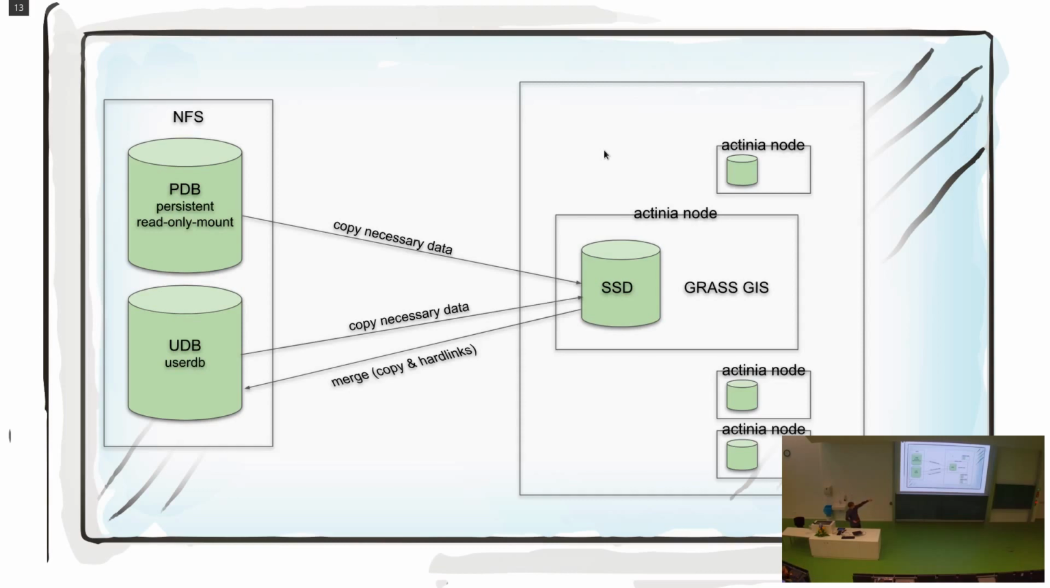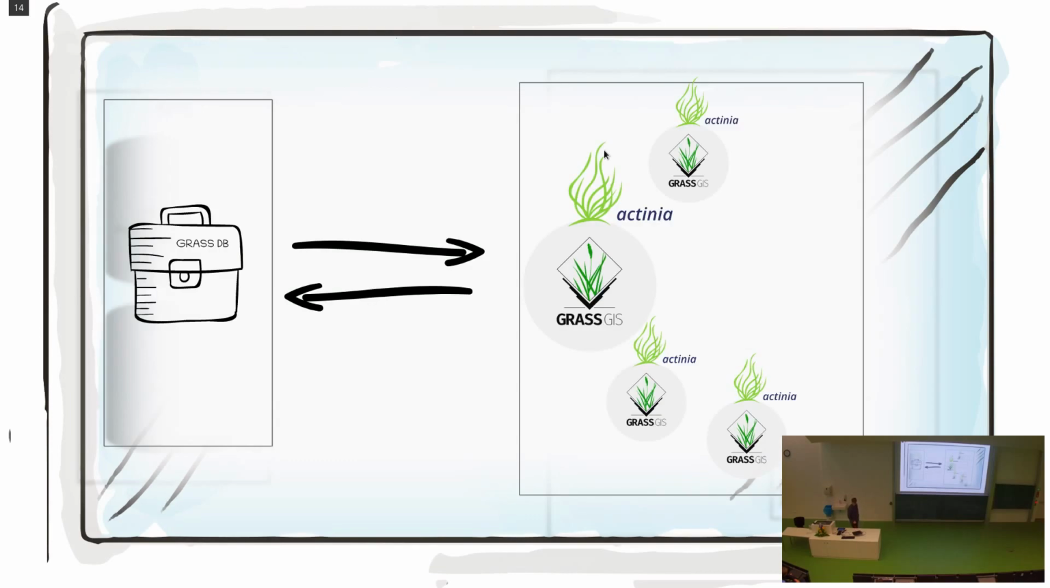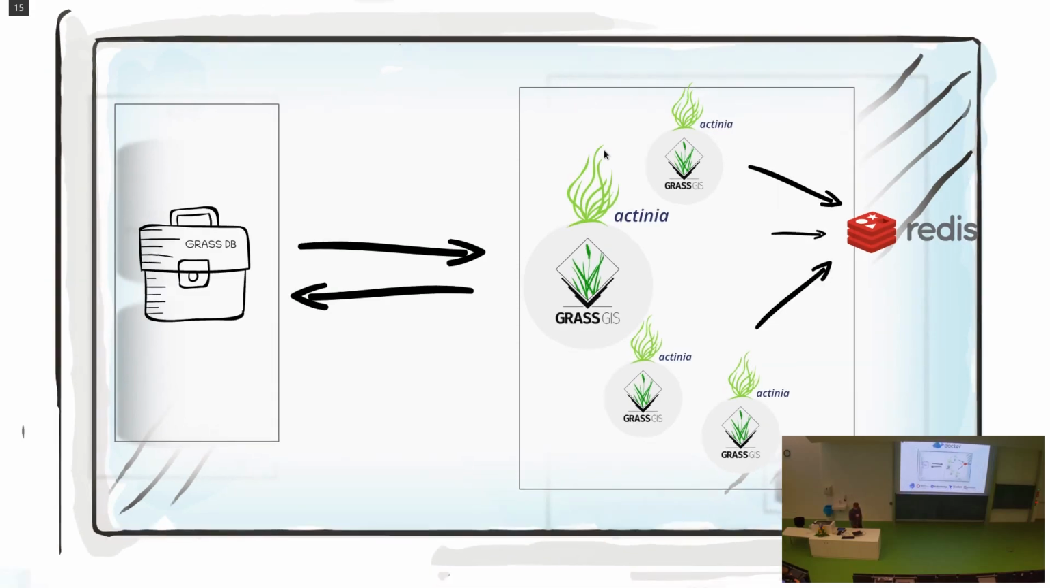On the right side, you see basically the different GRASS nodes, which we call actinia nodes because it's in the cloud context and they do the working. So we have the workers there and the GRASS database and they interact somehow. And the entire job management is done in a Redis database because you have to keep track of users, who can do what, which jobs are executed, did they fail or not, so the job status and all this kind of stuff that is stored there.